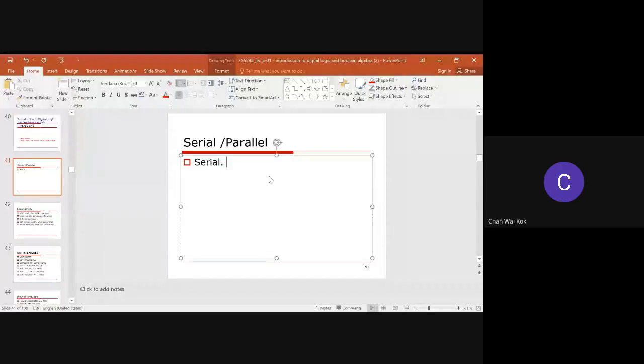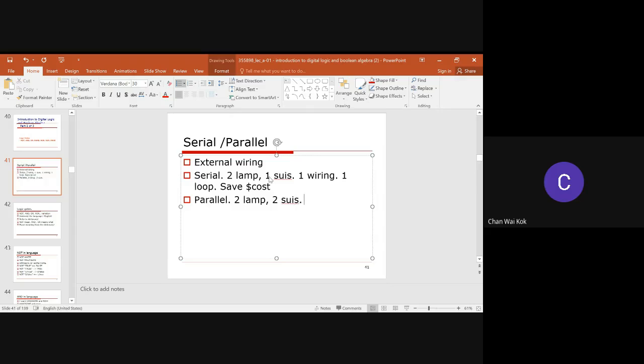If it's a serial, we refer to external wiring. If it's a serial, you have two lamps, one switch, only one wiring, just one loop. So you save costs. If you have parallel, probably you have two lamps and probably you have two switches. So you actually have two wiring. So the extra cost is double. Double the cost. That's the main difference between serial and parallel as far as external wiring is concerned.